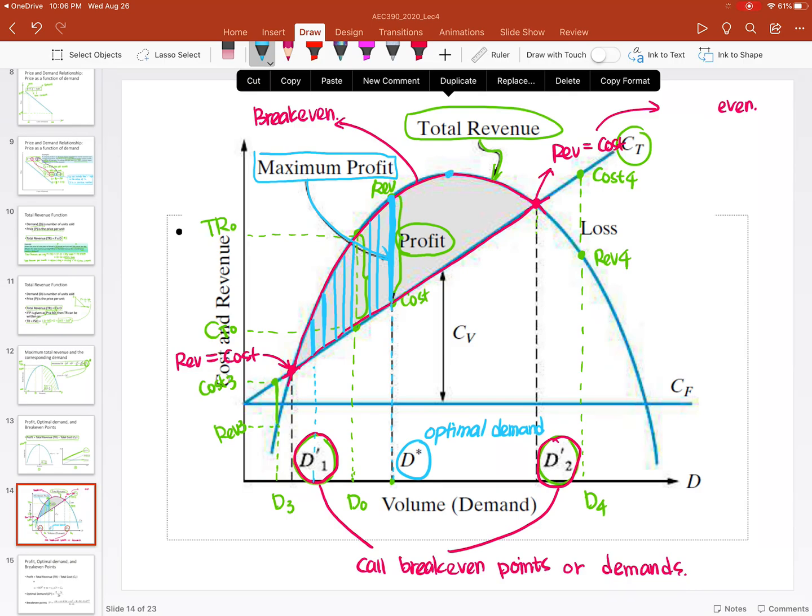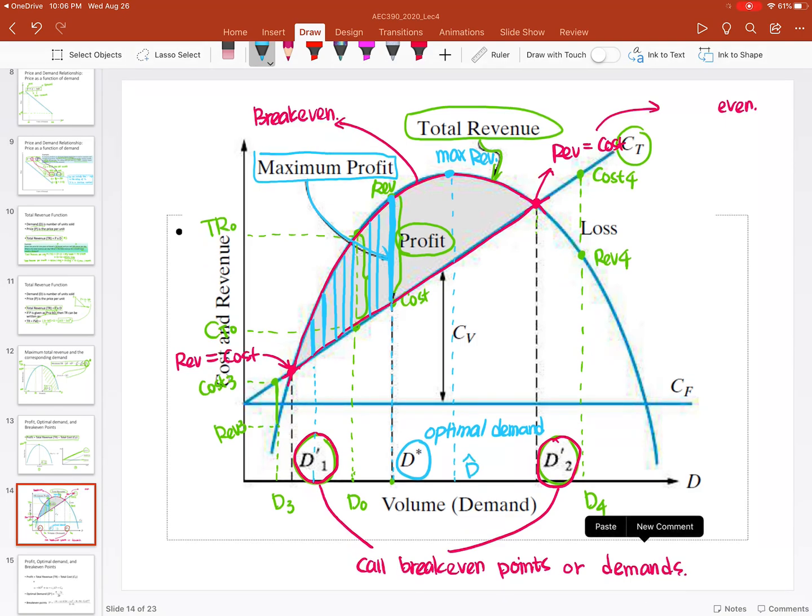Number 3, the D star is different from D hat. Do you still remember the D hat? D hat is where you have the maximum revenue. Okay? So if you look down at the demand, where you have the maximum revenue, that is the D hat. So D star is different from D hat. And the maximum total profit is different from maximum total revenue. Okay, so 3 takeaways.